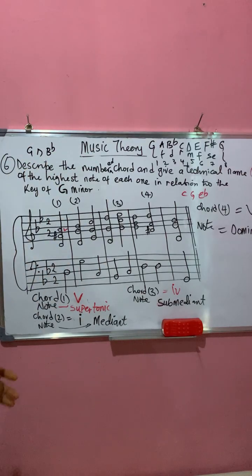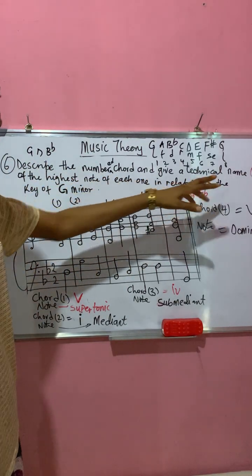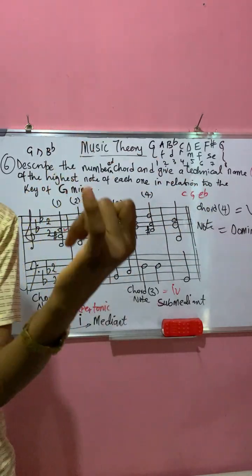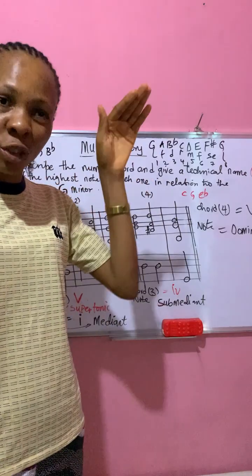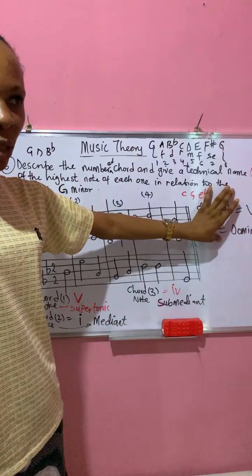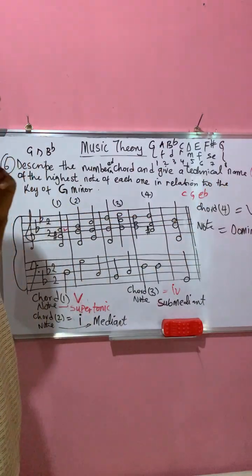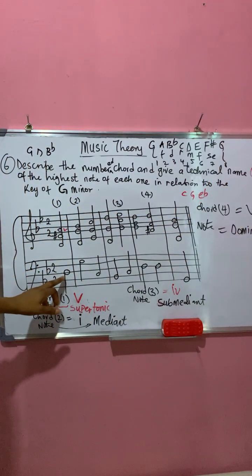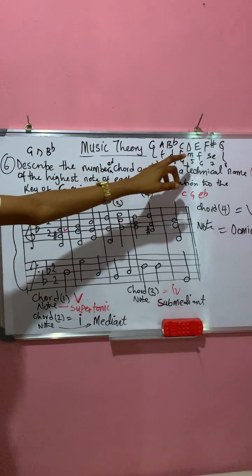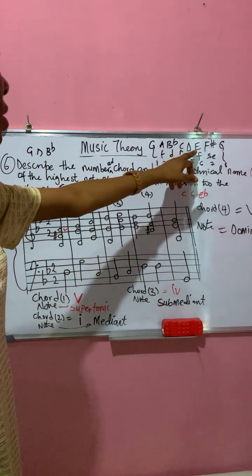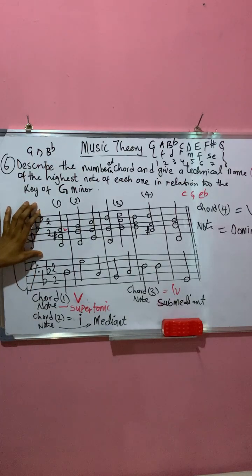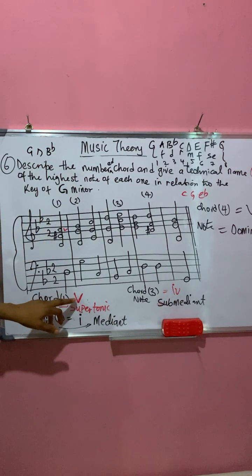Now let's refresh ourselves again. Describe the numbered chord and give a technical name of the highest sounding note of each one in relation to the key of G minor. The highest sounding note you're going to give should be in relation to G minor, not in relation to the root of the chord. So the first one is a chord that consists of D, F sharp and A, which is D major. What is D? D is the dominant of G minor, so that means it's chord 5.